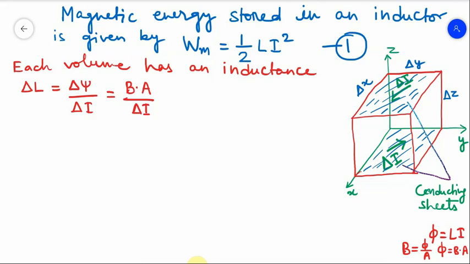The area is del x into del z, because this is the area enclosed in between the conducting sheets. So this b can be written as mu into h. B can be replaced as mu into h, and this area is equal to del x del z upon this del I.